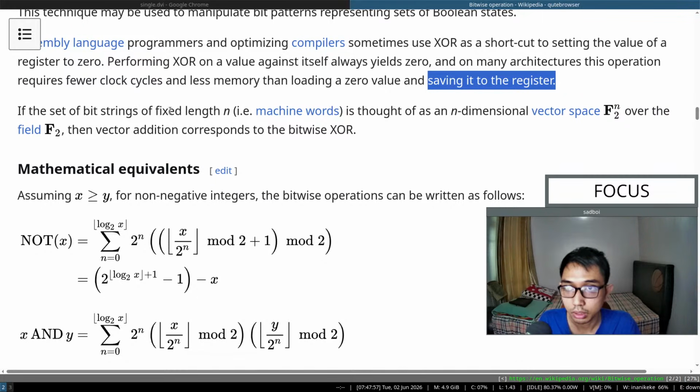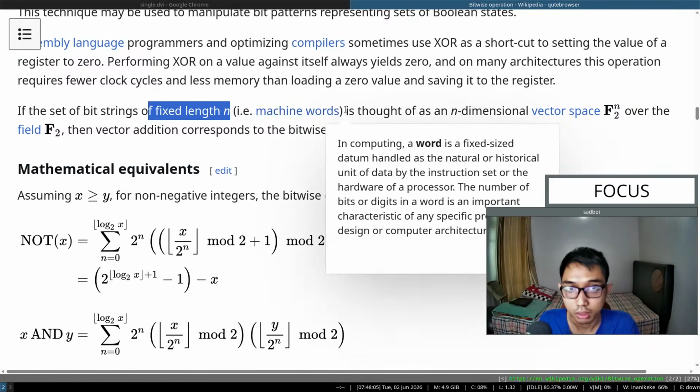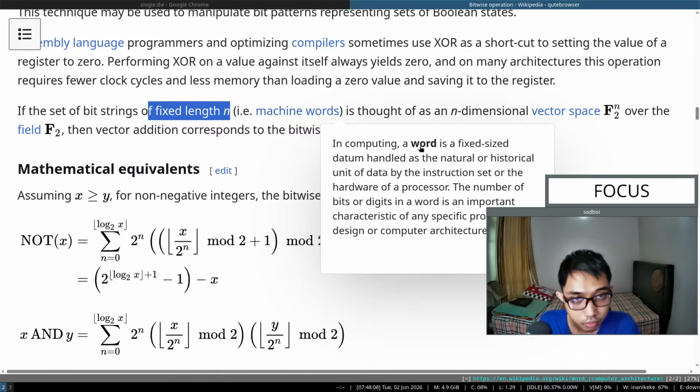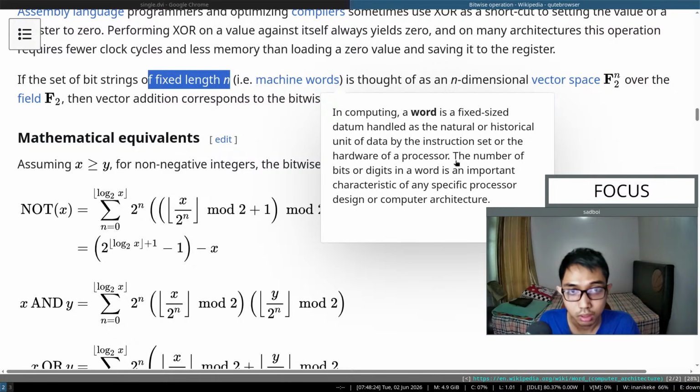If the set of bit strings of fixed length n, for example a machine word, and that is machine word. What is machine word? A word is a fixed-size datum handled as the natural or historical unit of data by the instruction set or the hardware of a processor. The number of bits or digits in a word is an important characteristic of any specific processor design or computer architecture.